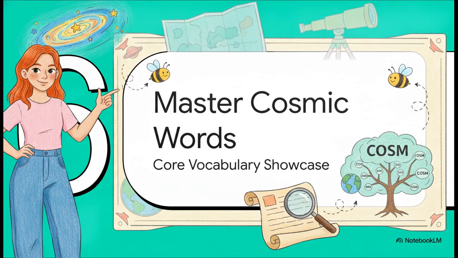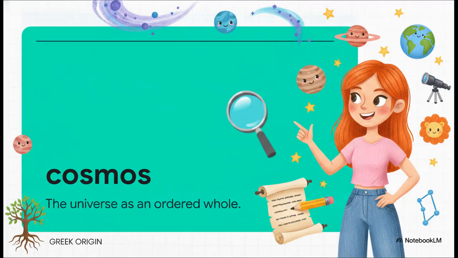Section 6. Master these cosmic words. Core vocabulary showcase. First up is the absolute foundational word cosmos. It literally translates to the ordered world, but its modern meaning is simply the universe as an ordered whole. Now, here is a crucial spelling bee note for you. A very common mistake is spelling it COSMUS. You gotta remember its Greek origin, cosmos, with an O. It is always S at the end.